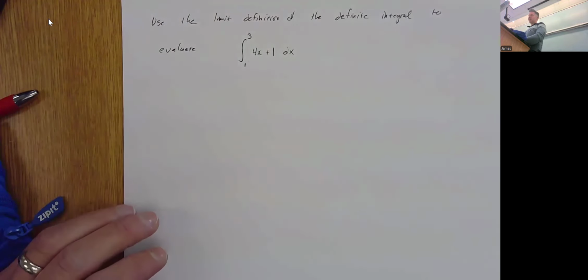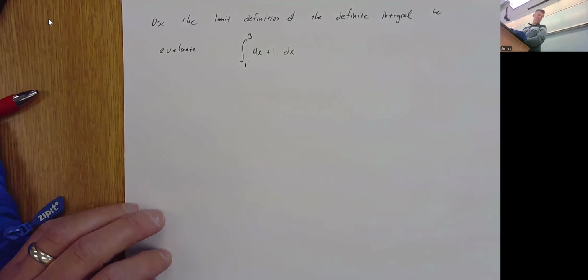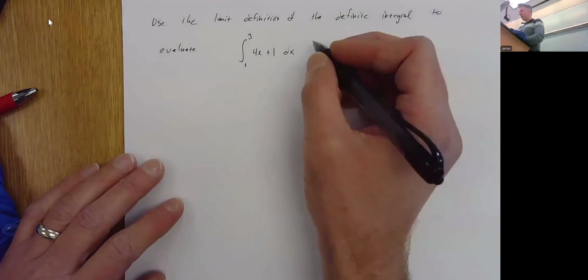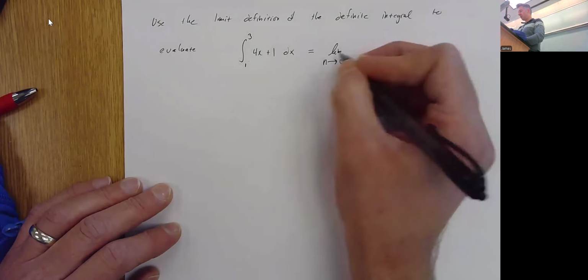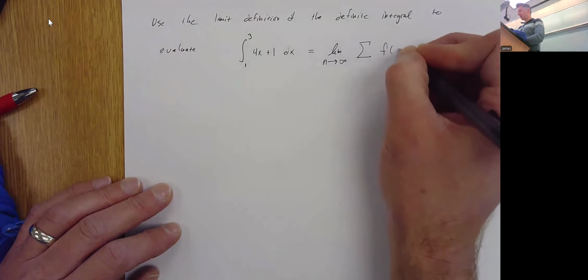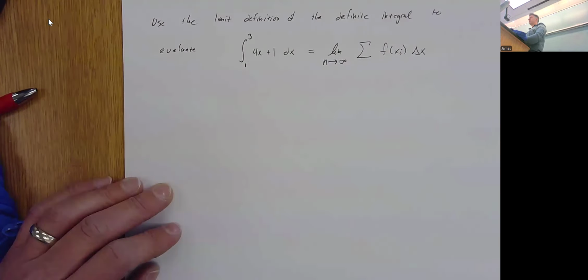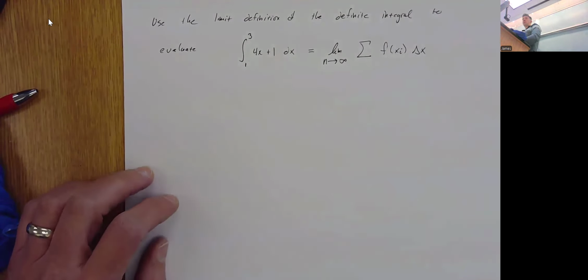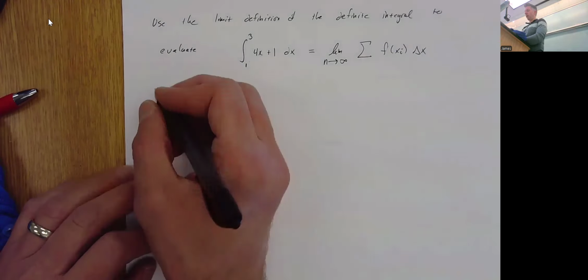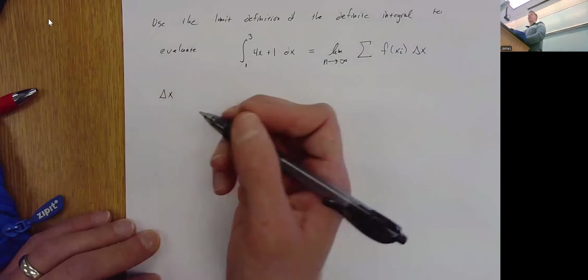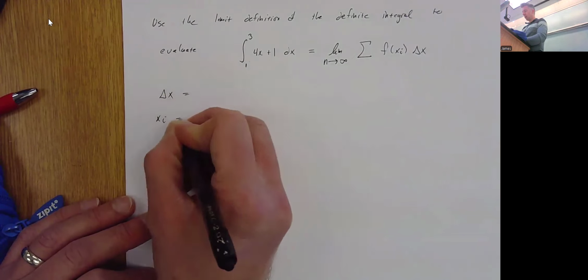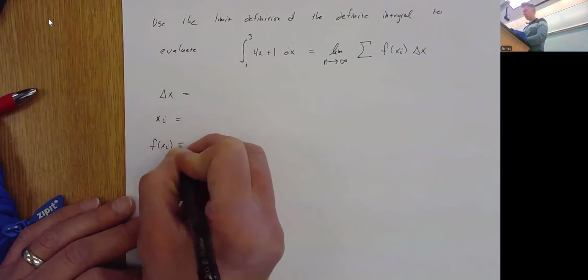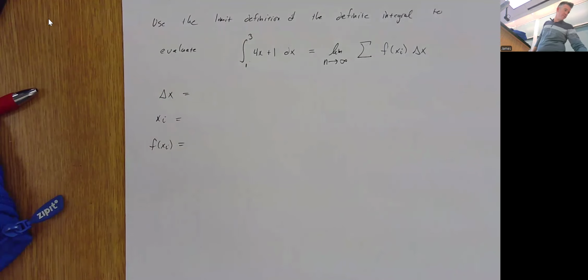I kind of just want to get to the chase. So I'll point out that we're going to write this as the limit as n goes to infinity of the sum of f of x sub i times delta x. That's where we're going to start, and find the usual things. So we're going to find delta x. In fact, you all should write down what delta x is, and then x sub i, and then f of x sub i.